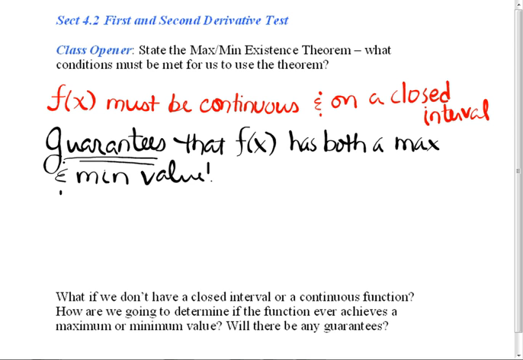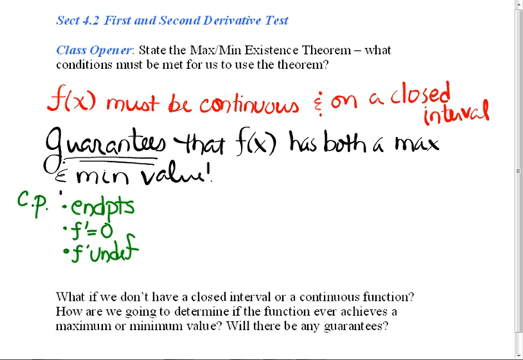So if you have a continuous function and it's on a closed interval and you're asked to find the maximum or minimum value, you're guaranteed it's going to happen. Where will it occur? At where? Endpoints. So these are called critical points. So that's the endpoints. Where else might you have a max or min? When the derivative is 0 or the derivative is undefined.